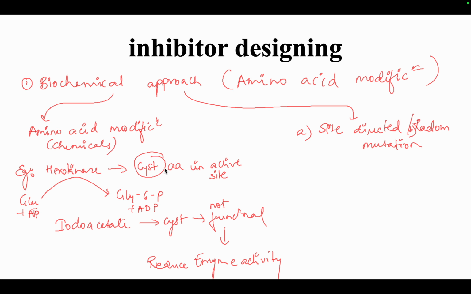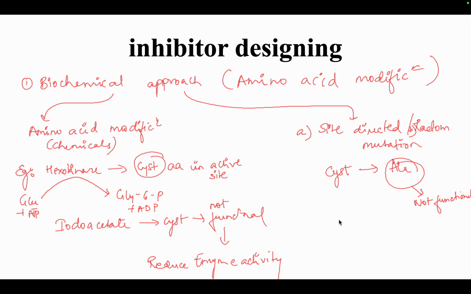Then we can do site directed mutagenesis. In site directed mutagenesis, we can just modify cysteine. In the same example of hexokinase, we can convert cysteine to alanine. So cysteine has a disulfide bond, but with alanine, which is a hydrophobic amino acid, there won't be any disulfide bond formation in the active site, or there won't be any interaction, and thus the enzyme will not be functional.